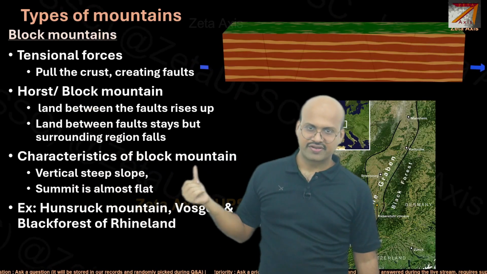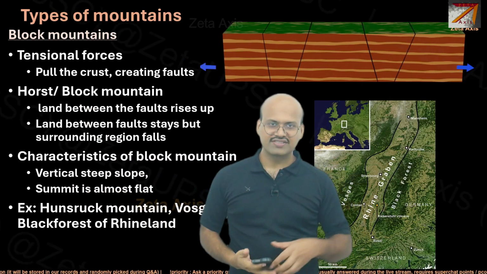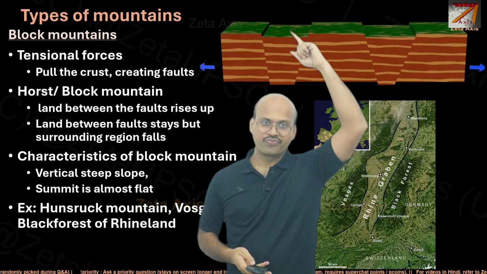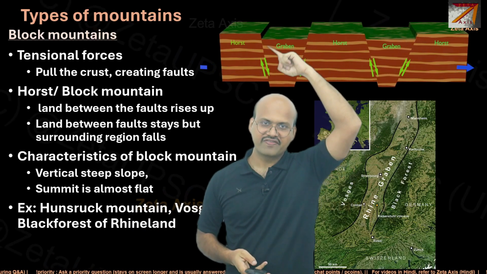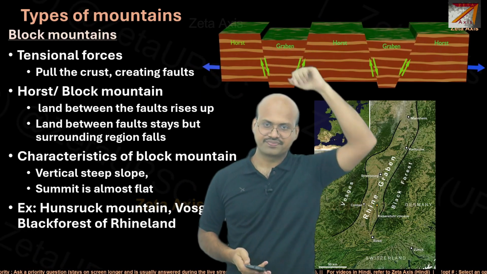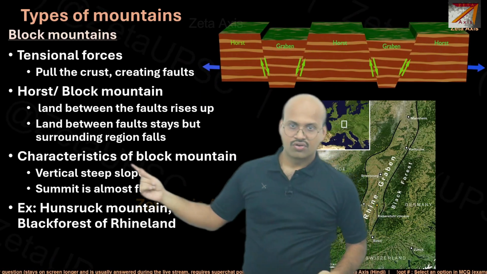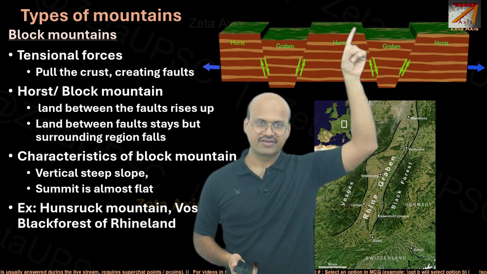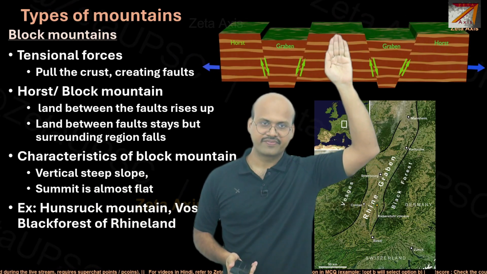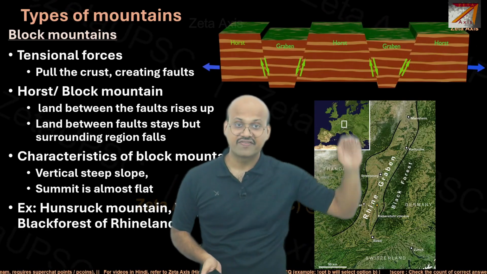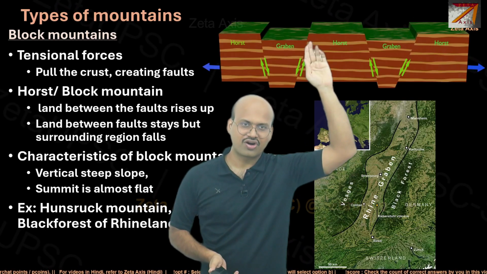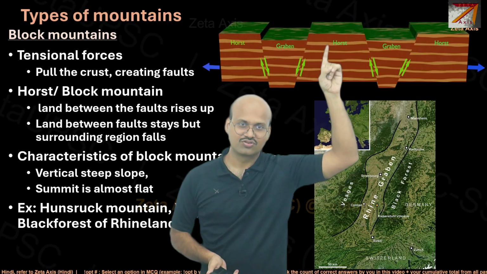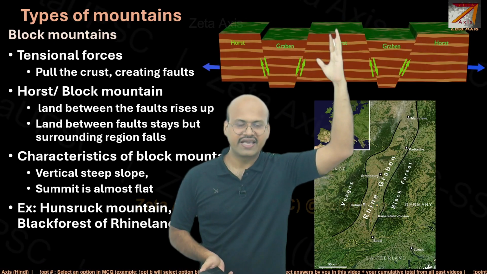Characteristics of block mountain: very steep slope. Because a part of it is moving down, the part which is remaining up has a very steep slope, as you can see over here. Vertical steep slope, and the summit is also flat. So we can see that the top of the mountain is flat. Now in fold mountains, generally the top is not flat, but here we can see that there is a large plain region. So it can be taken as a plateau.